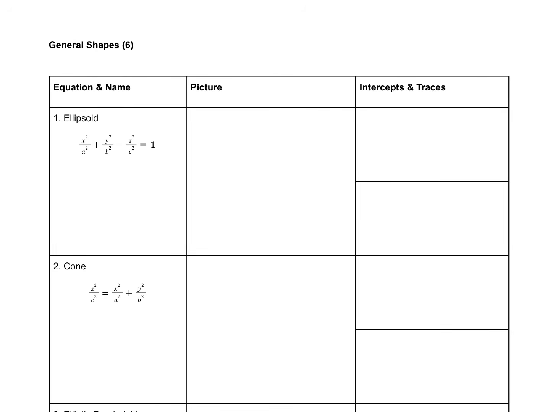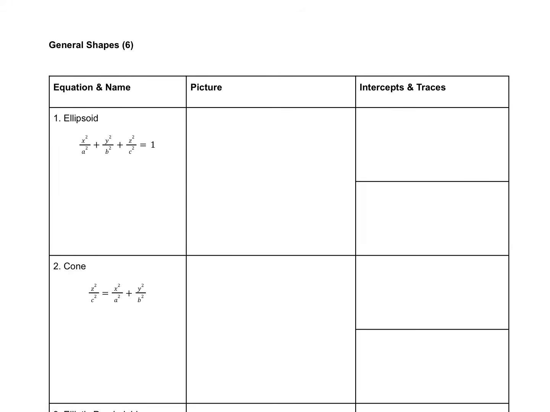Okay, so getting into the general shapes. The first general shape that's based on the equations is if you have x, y, and z all squared, all adding together equaling to 1. That's what we call an ellipsoid. Before we look into a picture, I want to talk about what the intercepts and traces look like.